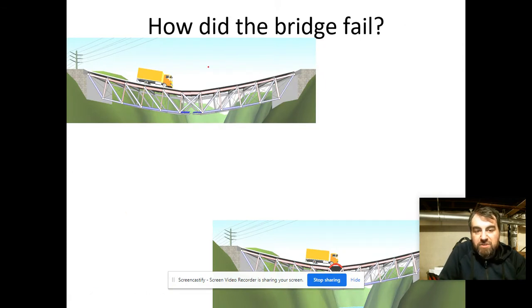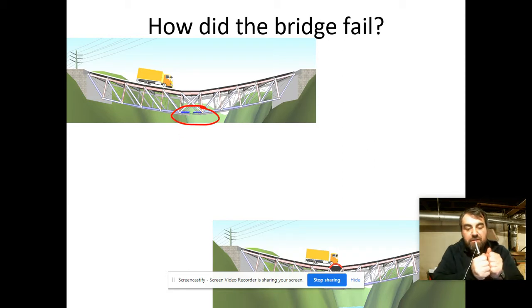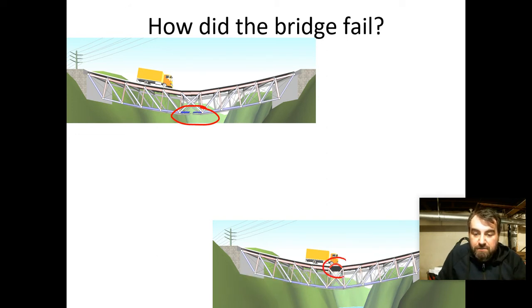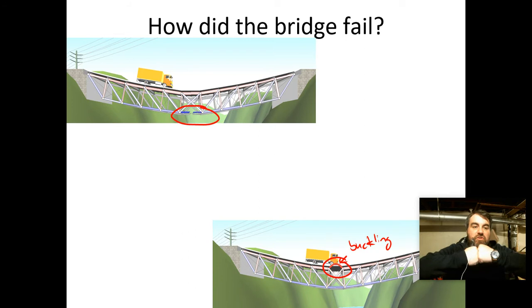And you can see here, for this bridge, our failure point is here. That would be a failure point in tension. The material is being pulled apart. For this bridge, the failure point is in compression. It's being pushed together. And this can happen. This right here is called buckling. And that's what happens when a material is squished together.